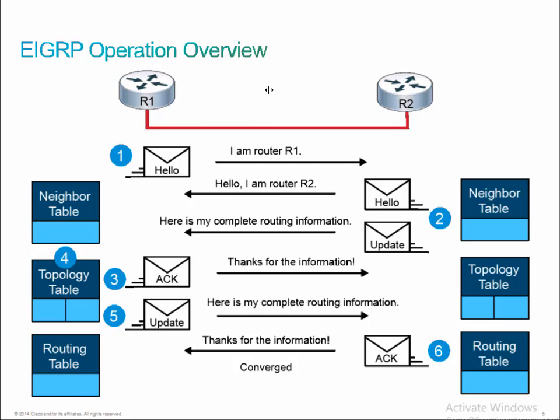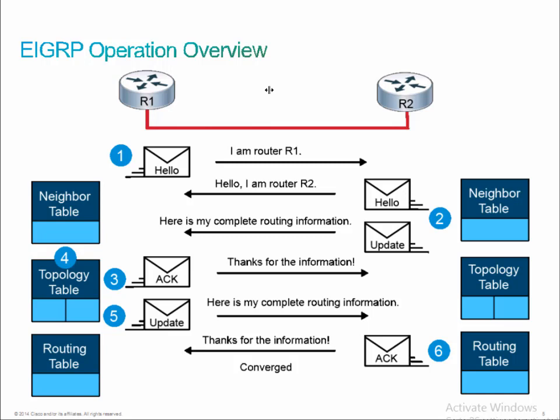Number 3, probably one of the more important ones, is that both routers have to be in the same autonomous system. Okay, they have to be in the same autonomous system. The autonomous system is not a registered AS like you might see with BGP, but it does have to be a common AS. So if the routers don't share a common autonomous system, they will not be able to form an adjacency.